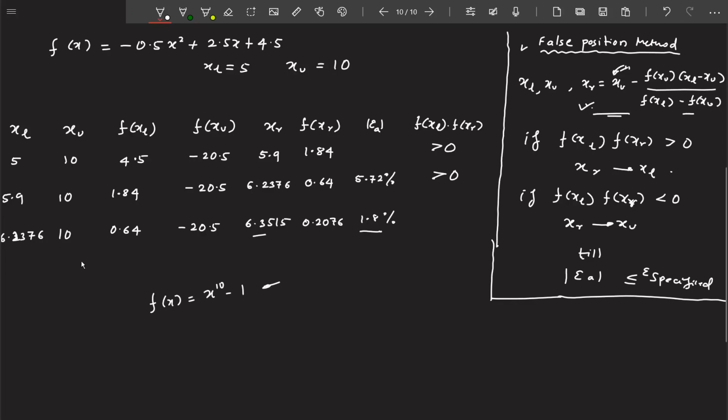So to circumvent that, people have modified the false position method. You will find the modified false position method in different books, but we are not going to discuss that. So this is, I think, the end of bracketing methods. I hope you guys have understood, and next we'll move on to open methods.